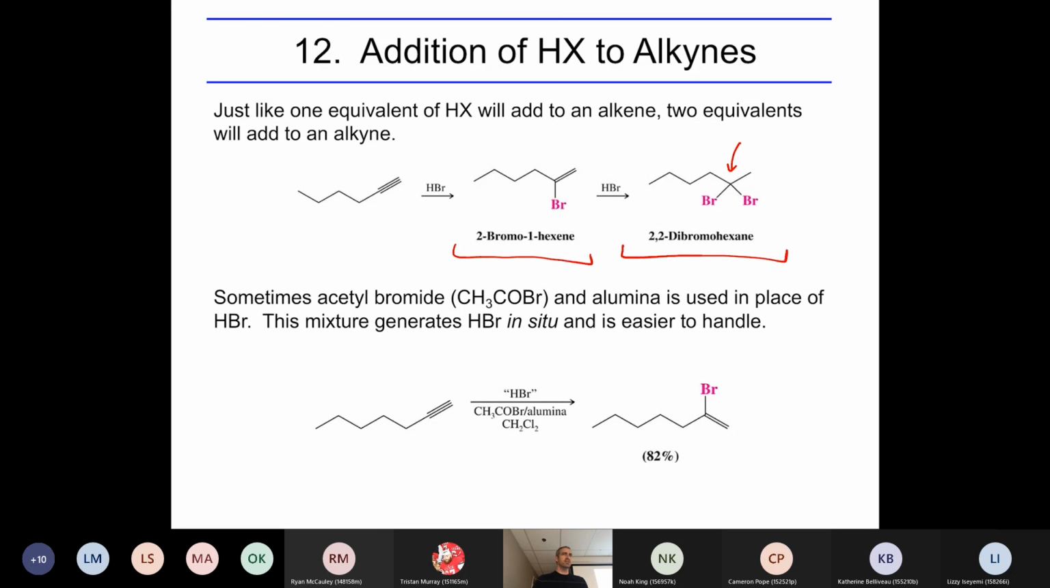Not a vicinal dibromide, is it? Vicinal means they're on adjacent carbons. Geminal dibromide, very good. Yeah, this is a geminal dibromide because both bromines are on the same carbon.